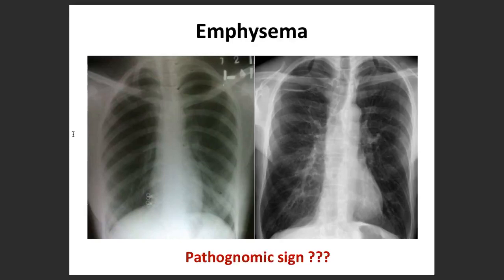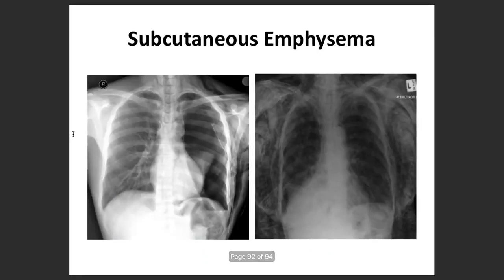So this is the emphysema. So how do you diagnose emphysema? Blackening of lung, hyperlucency. Good, good, good. And then sub-cavity, wonderful, wonderful. Subcutaneous emphysema.